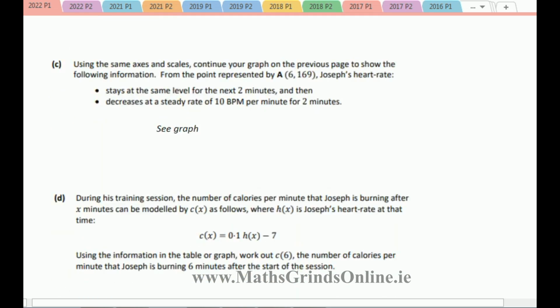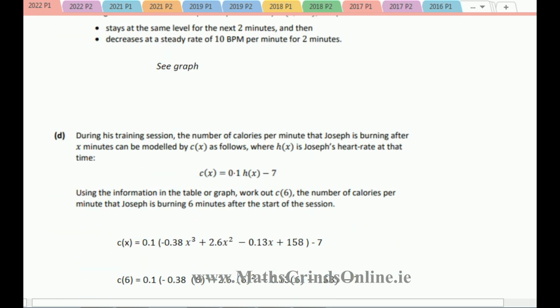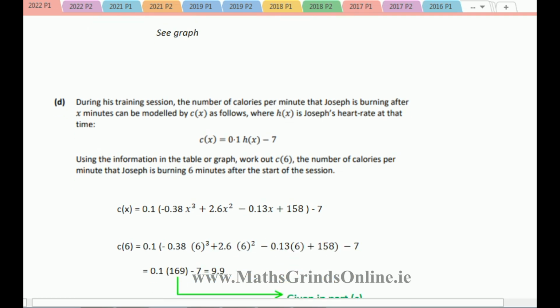Part D of this question. During his training session, the number of calories per minute that Joseph is burning after x minutes can be modelled by C of x, where H of x is Joseph's heart rate. So if we're being asked about his heart rate, you can sub in for H of x. Use this information in the table or graph to work out C of 6.